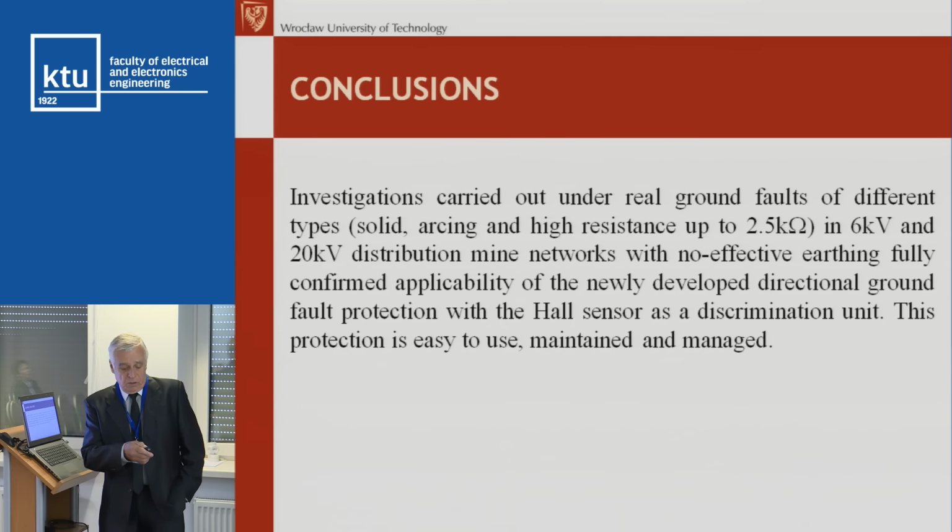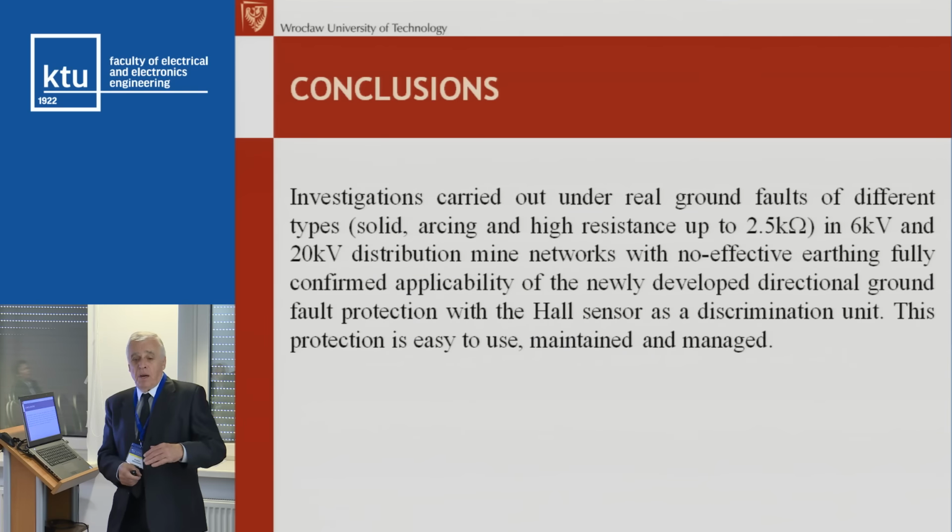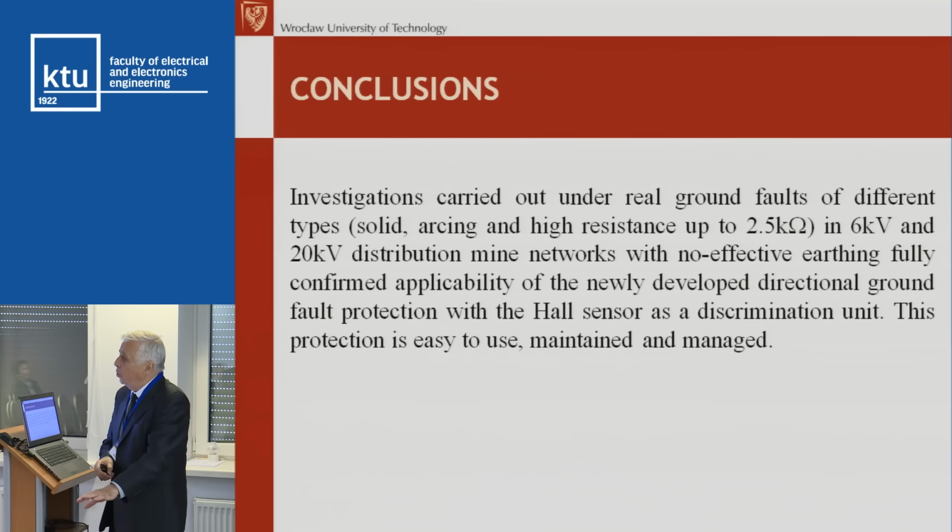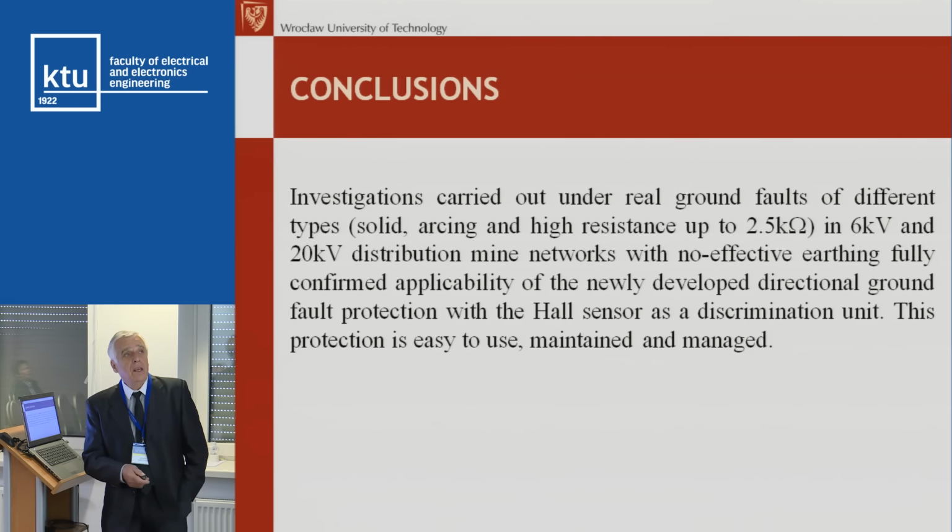And the investigations which were carried out under real ground fault protection for different faults, solid earthing, high resistance up to about 2.5 kilo ohms. Earthing we performed by dropping the line of the overhead line to the ground and allowing the arc to burn freely. Therefore, the current in this case was very little, with high resistance up to about 2 kilo ohms. The 6 kilovolt and 20 kilovolt distribution networks with no effective earthing confirm the applicability of this sensor.